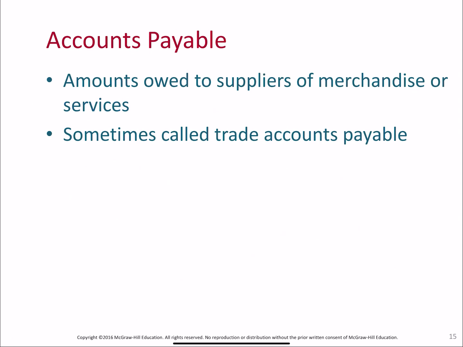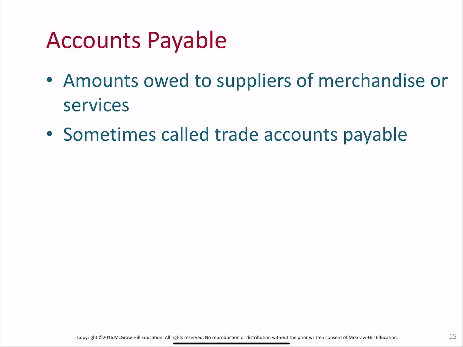So we are going to move out of talking about notes and start talking about some other types of short-term payables, meaning that they mature within 1 year or less. The most common type, and we've done quite a bit of accounting with these, are accounts payable. This is amounts that we owe to suppliers for merchandise or services. Sometimes we call them trade accounts payable.